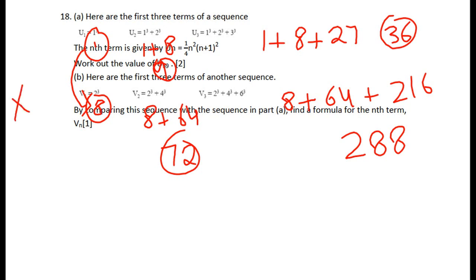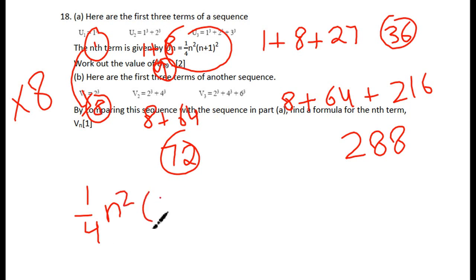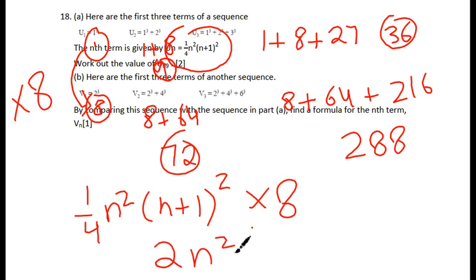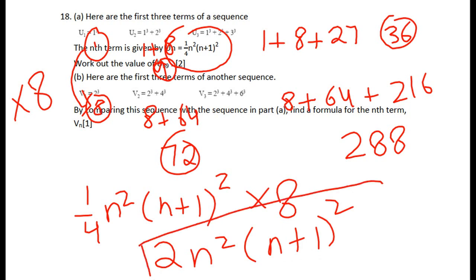By multiplying each number by 8. 1 times 8 is 8, 9 times 8 is 72, and 36 times 8 is 288. So all we need to do is multiply this given nth term with 8. So 1 over 4 n square n plus 1 whole square times 8. So we get 2n square n plus 1 whole square, which is the answer.